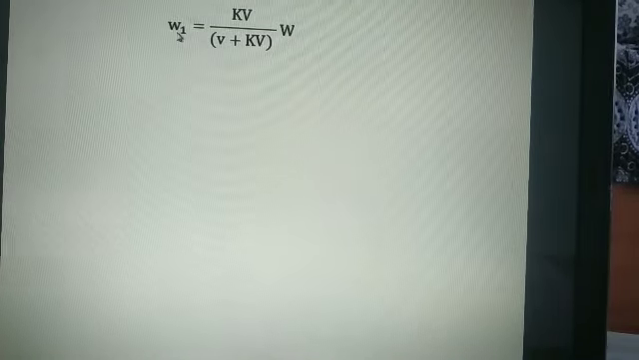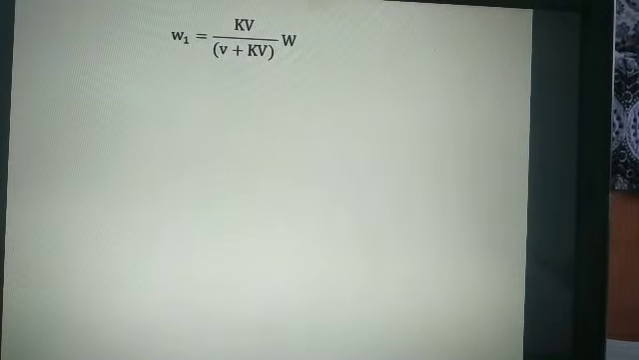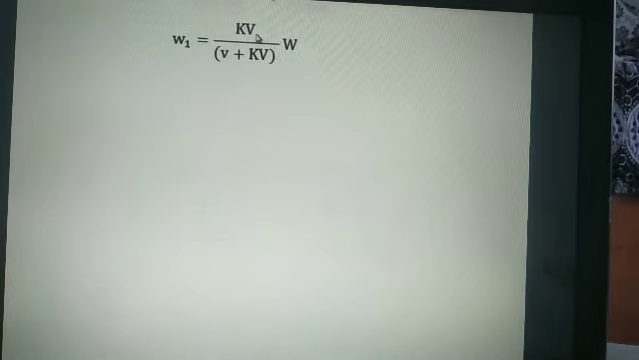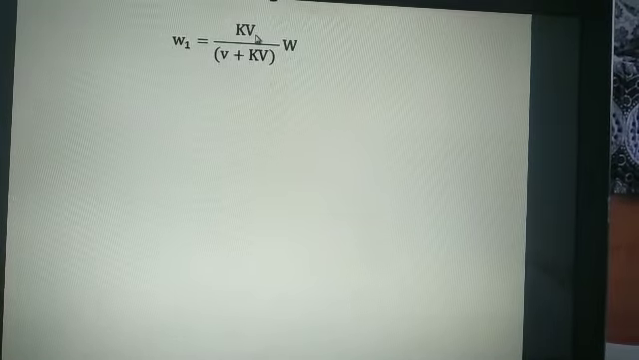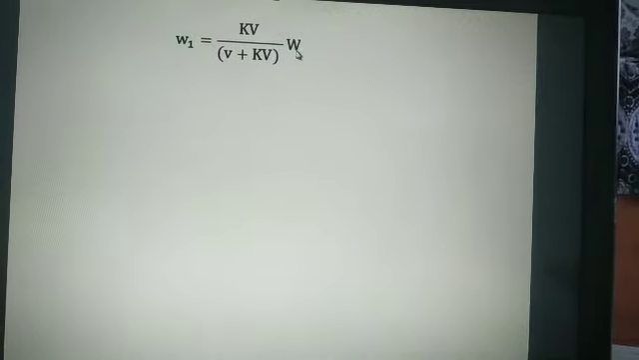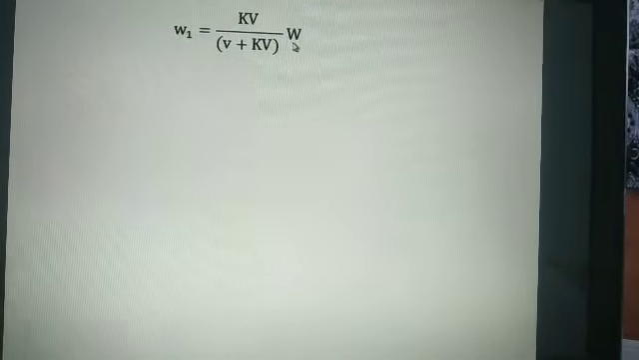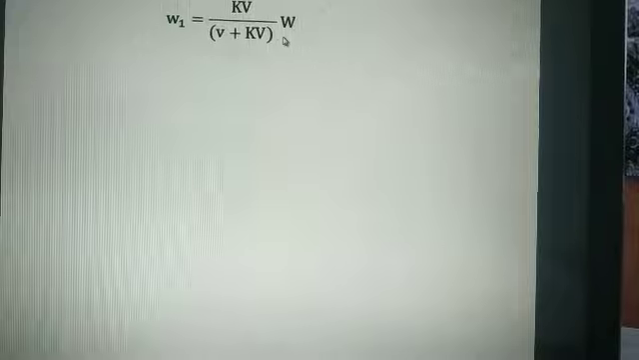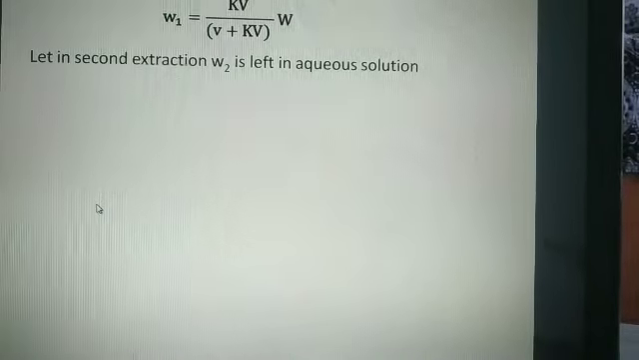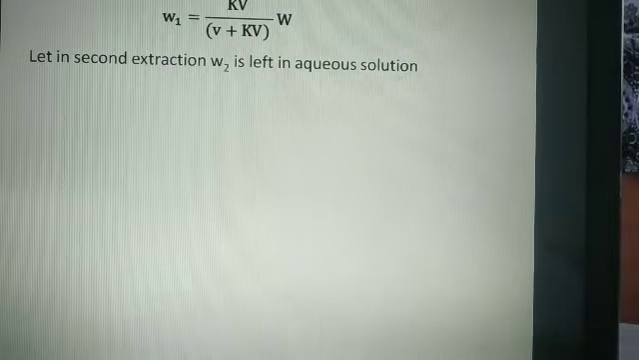So what are these? W1 is the amount left in the aqueous phase, K is the partition coefficient, V is the volume of the solution that is being taken, and W is the total amount of solute present in the solution at the start. Now let W2 be left in the aqueous solution in the second extraction.